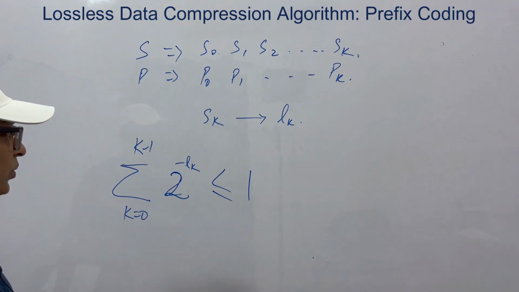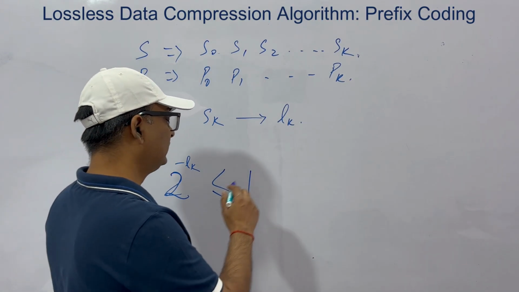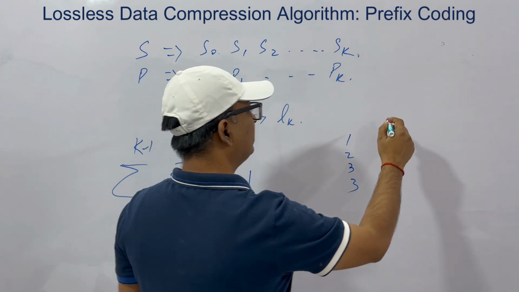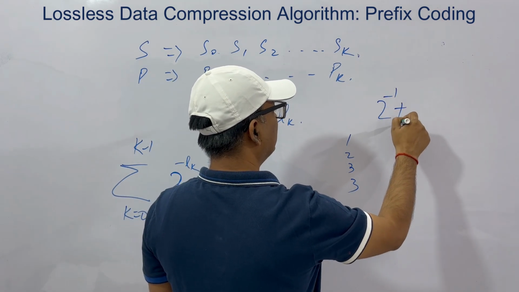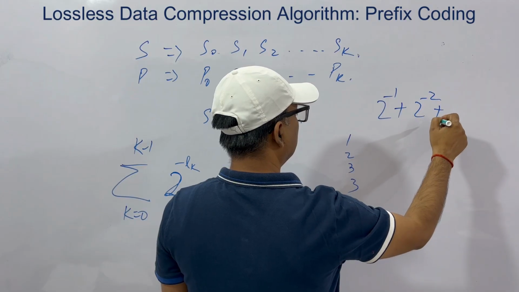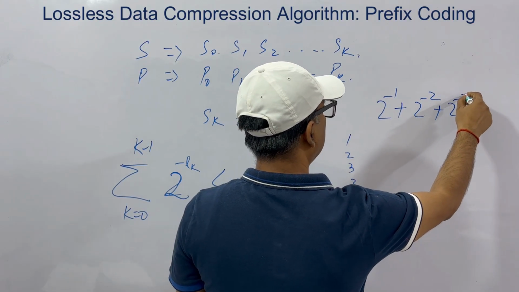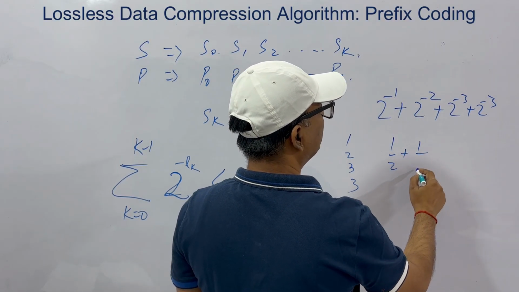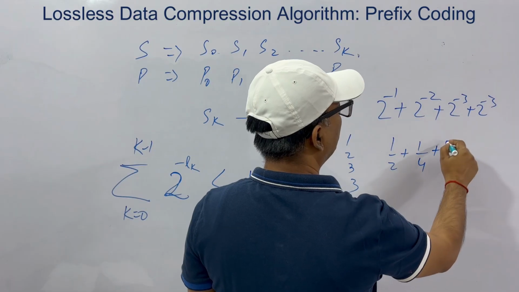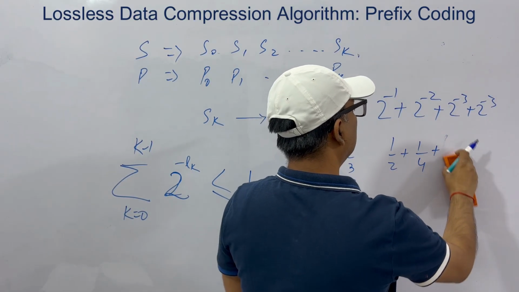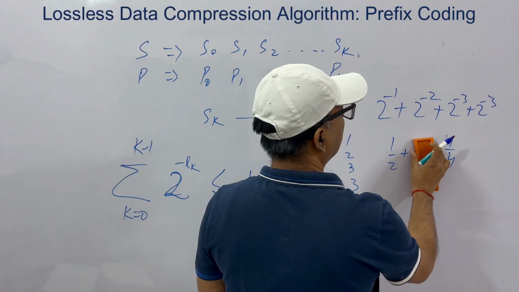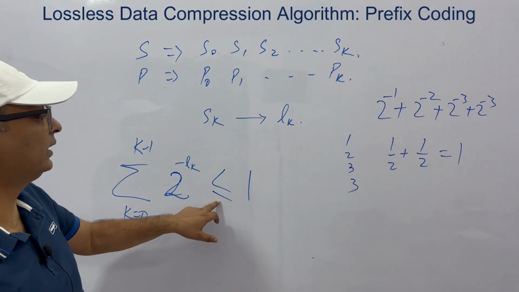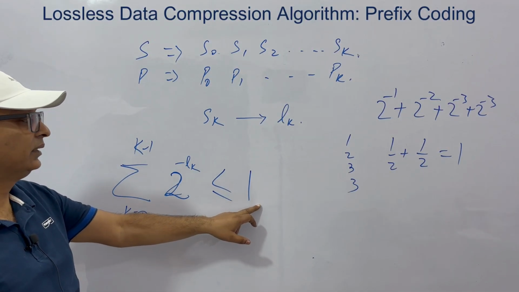So in that question also, if you add them all, Lk first was 1, second was 2, then 3 and 3. So first will be 2 to the power minus 1, second will be 2 to the power minus 2, third will be 2 to the power minus 3 and then again 2 to the power minus 3. So what do we get? 1 by 2 plus 1 by 4, 1 by 8, 2 by 8, that is again 1 by 4. So 1 by 4 plus 1 by 4 is 1 by 2. So this is 1. So at the most it can be equal to 1.